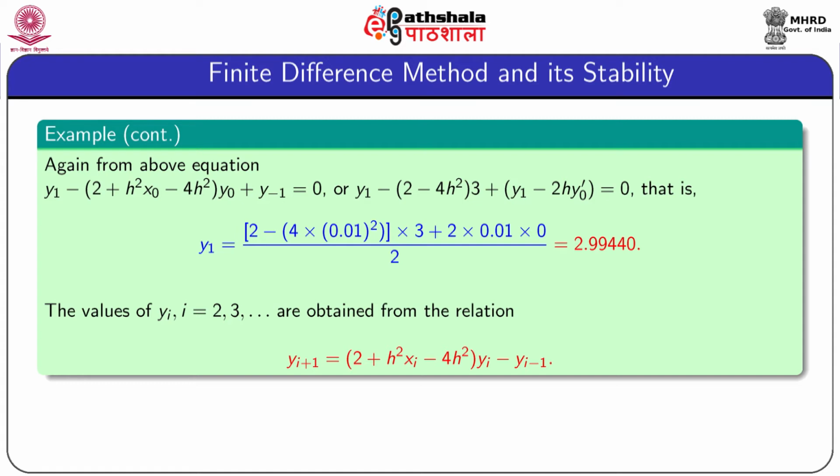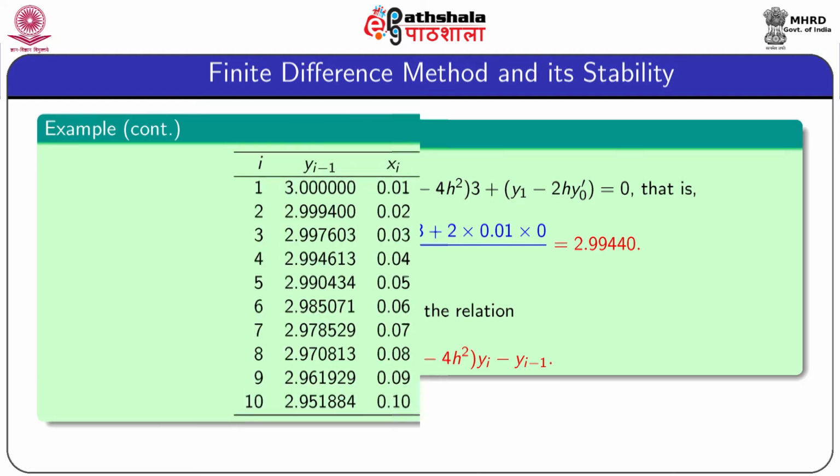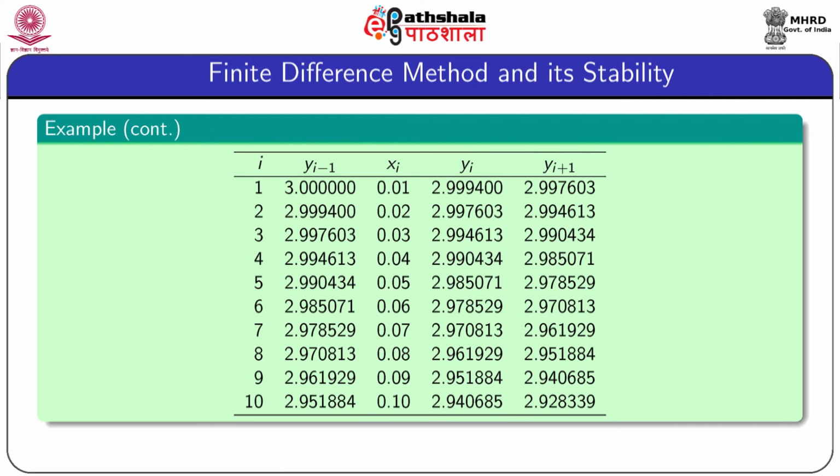And the other values of yi, for i equal to 2, 3 and so on, are given by the following equation: yi plus 1 equals (2 plus h square xi minus 4h square) into yi minus yi minus 1. So this expression gives all values of y. These are the values of yi minus 1, yi and xi, which are required to calculate the value of yi plus 1. The values of yi plus 1 are calculated in the last column of the table, and these are the values of the variable xi given in the third column.